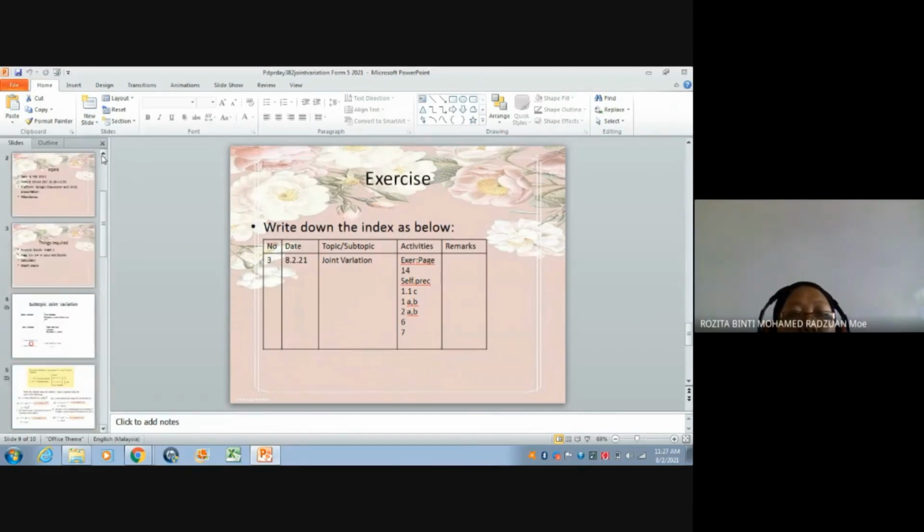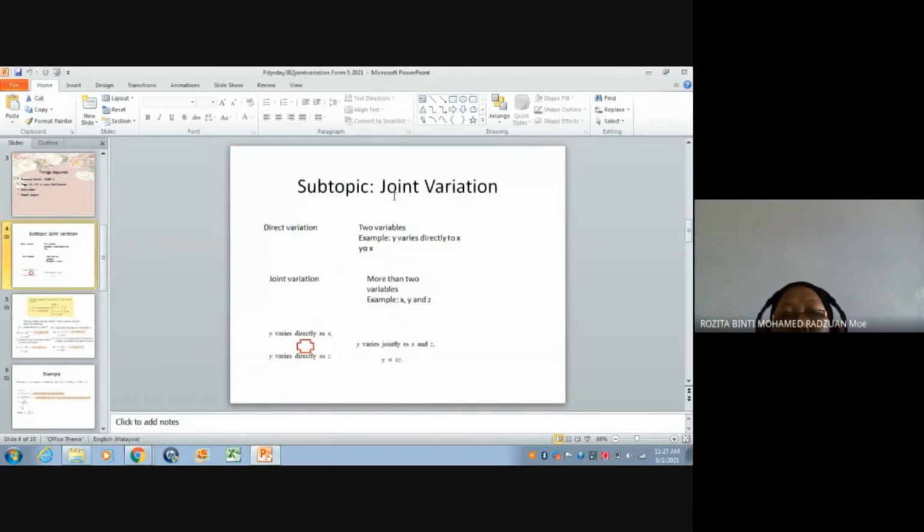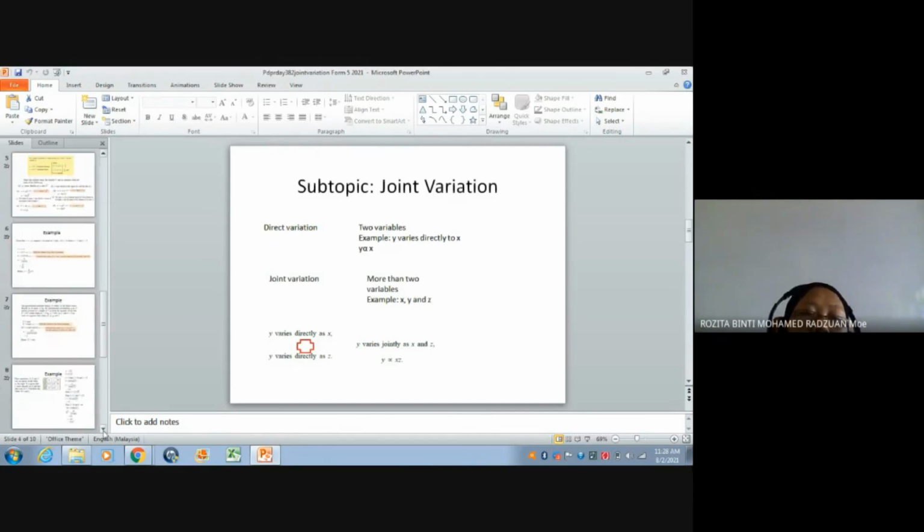Before I end the slideshow, I want you to copy this one in your exercise book. This slide only, the subtopic joint variation. The next slides, the examples, you don't need to copy. Why? Because it's all in your textbook. This one is not from the textbook. I just simplified the contents in the textbook. So I want you to write down this slide in your exercise book and then directly do your exercise.